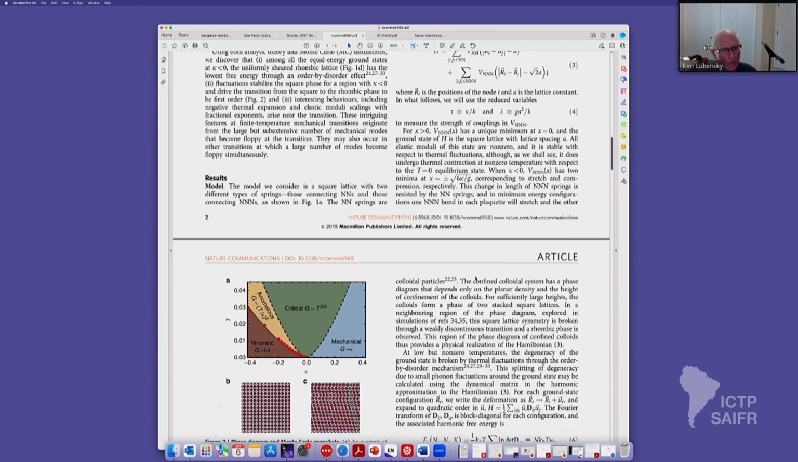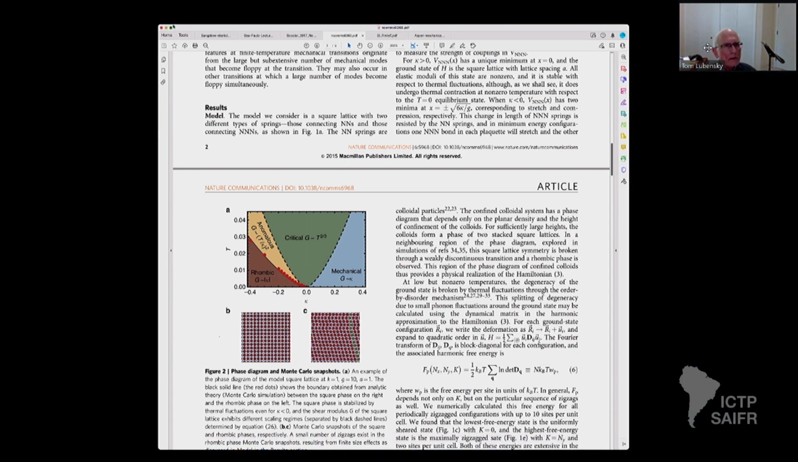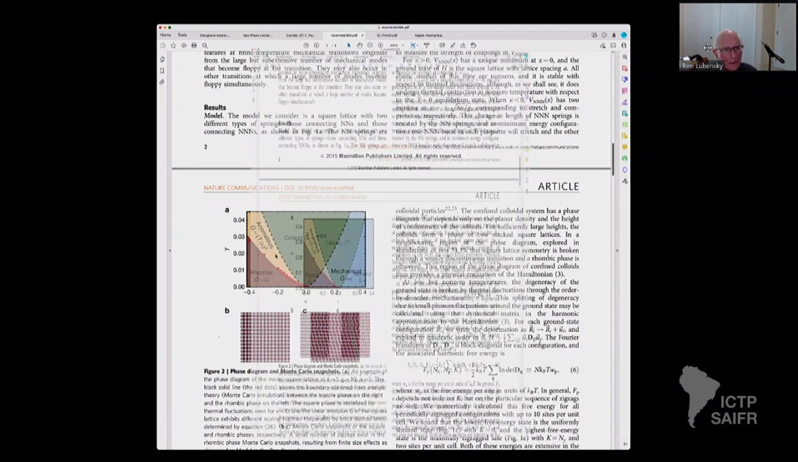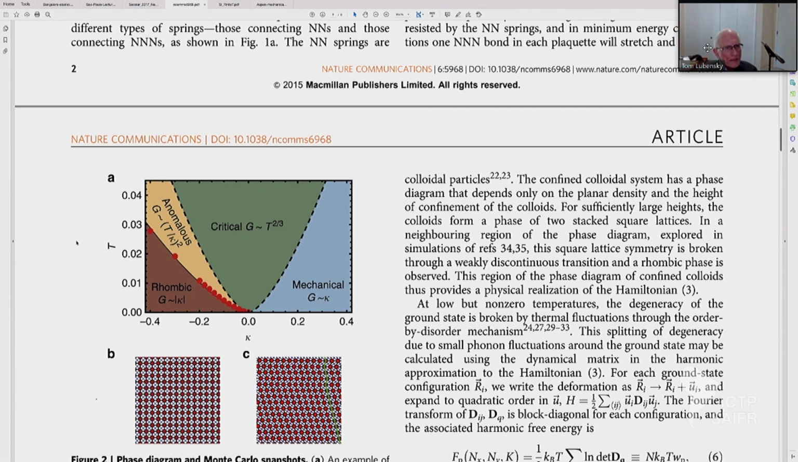Anyhow, the model we used is these two things are present, and we ask what happens in a phase diagram where we have, let's see, can I make this even larger? Full screen. Okay, there we go. So this is a phase diagram in the temperature kappa plane.